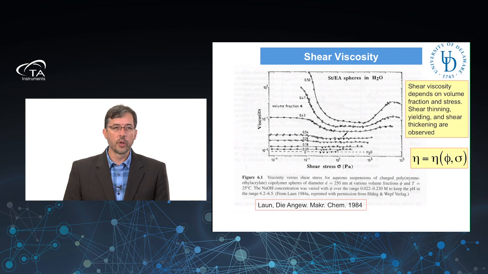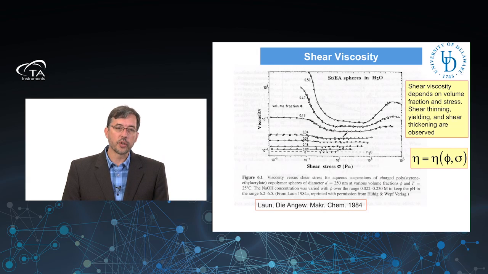Again, water is the lowest one, labeled 0. That's the medium that the colloids are in. And you can see it's Newtonian. That is, the viscosity is independent of shear rate or shear stress. As I start to add particles, you can see the different volume fractions labeled there. More and more particles lead to a higher viscosity, and that's a logarithmic scale.